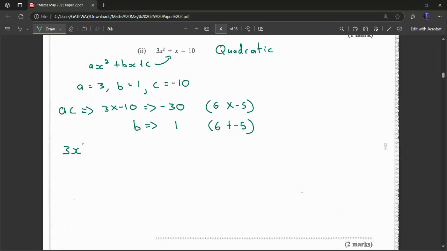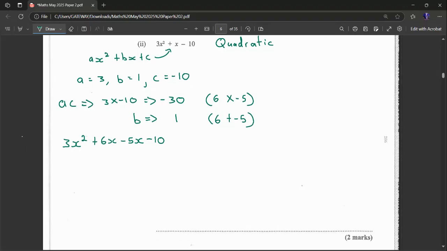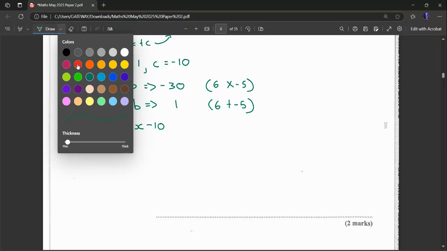So what I'm going to do here now is write back 3x squared. Instead of this x now, you need to replace this positive x from the middle here with these two factors. So I'm putting plus 6x minus 5x. I must write the factors in terms of x, in terms of the variable that I have, which is x. Alright, and I need to put back the constant, which is negative 10 in this case. So now I have 4 terms. And what do I do when I have 4 terms? I factorize by grouping.